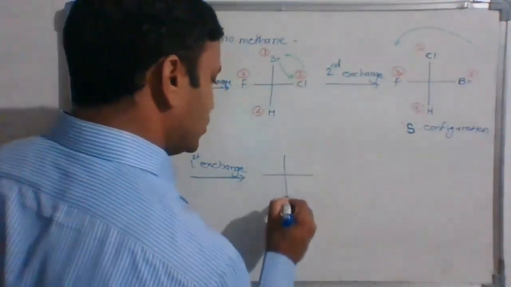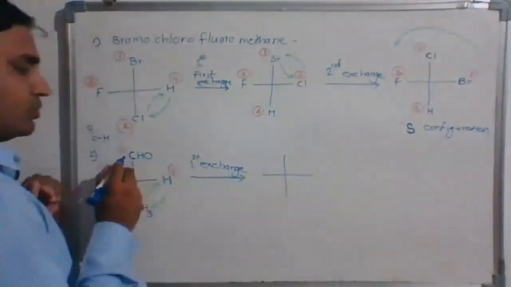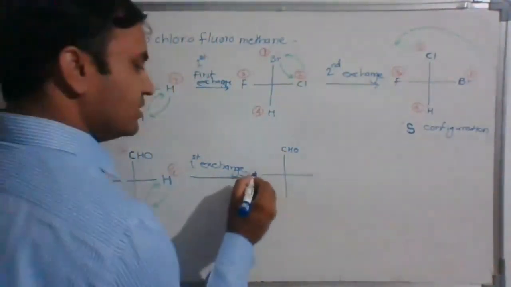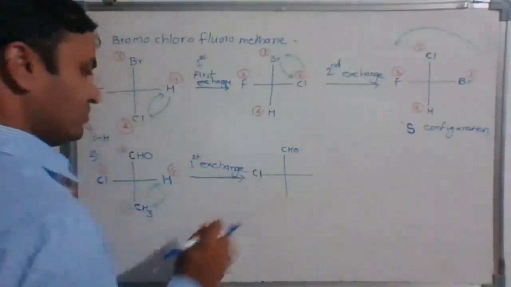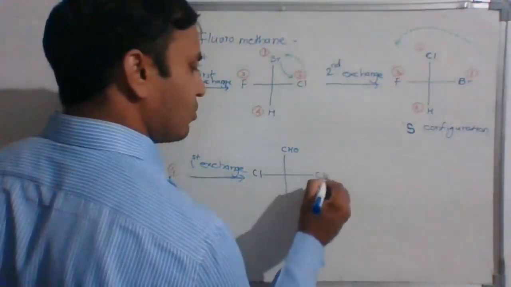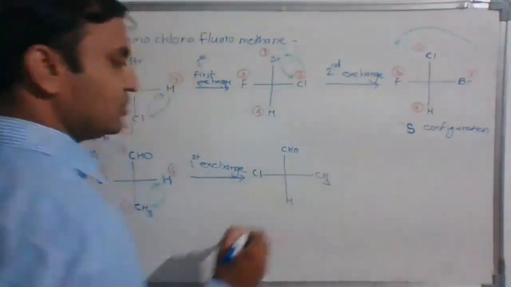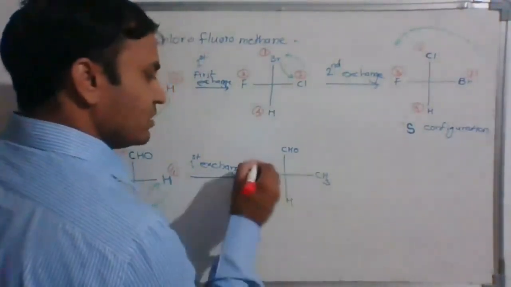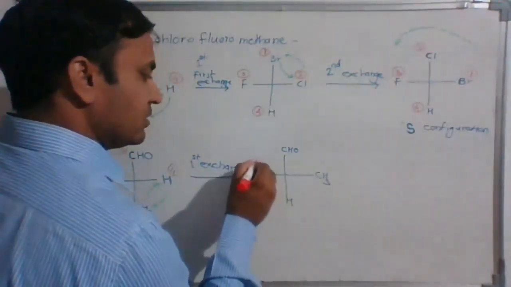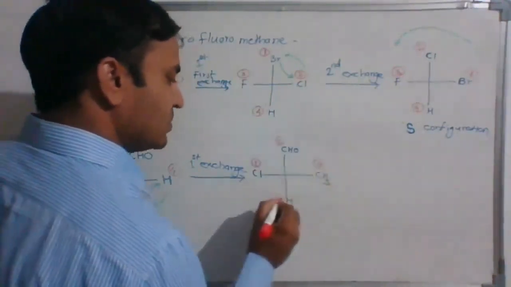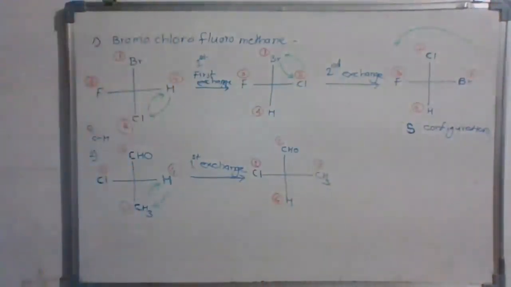So after first exchange, CHO will not change its position, it will remain. Chlorine will not change the position. But now this methyl has taken the position of hydrogen and hydrogen has taken the position of methyl group. Hydrogen is now at the bottom, least priority group. So first priority is here, second is here, third, and here is the fourth priority group.